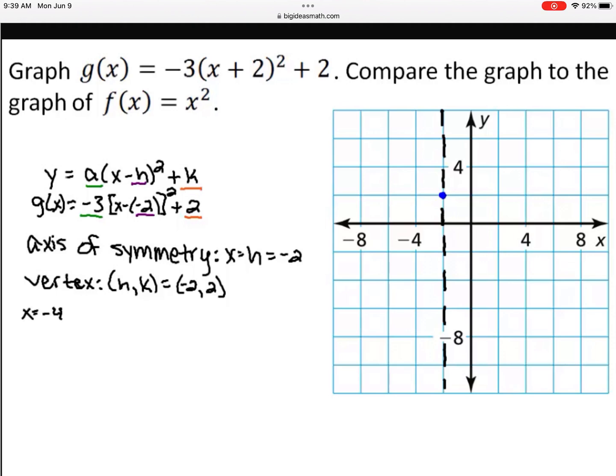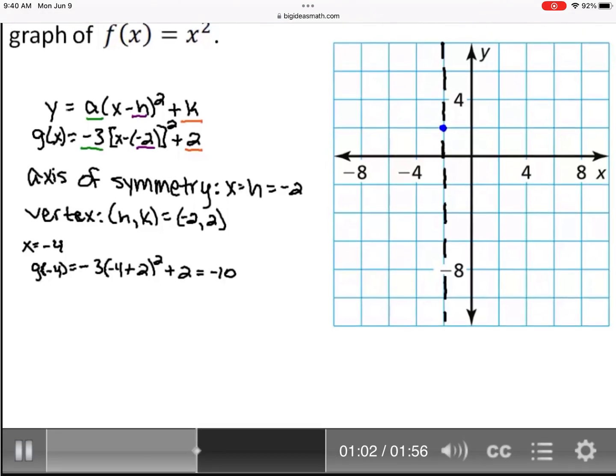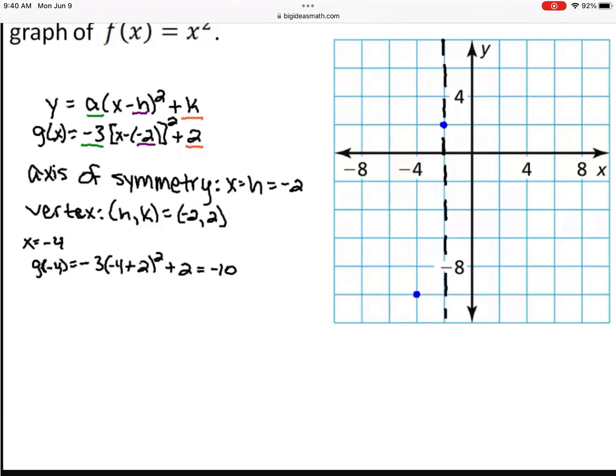When x equals -4, g of -4 equals -3 times the quantity -4 plus 2 squared plus 2, which simplifies to -10, so plot the point (-4, -10). When x equals -3, g of -3 equals -3 times the quantity -3 plus 2 squared plus 2, which simplifies to -1, so plot the point (-3, -1).